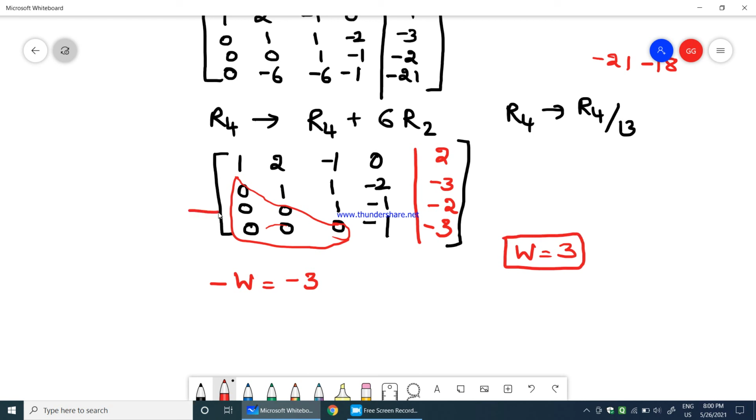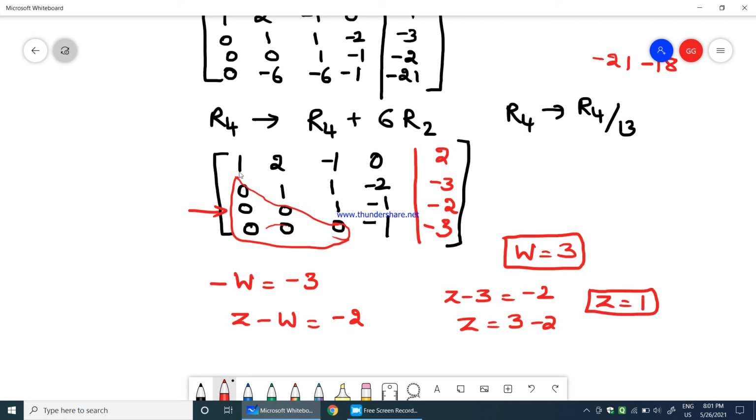Then the third row, if I write, x and y are 0, so z minus w equals minus 2. See here, x, y are 0, so z minus w equals minus 2, and w equals 3, therefore z minus 3 equals minus 2, therefore z equals 3 minus 2, therefore I got the second solution z to be equal to 1.